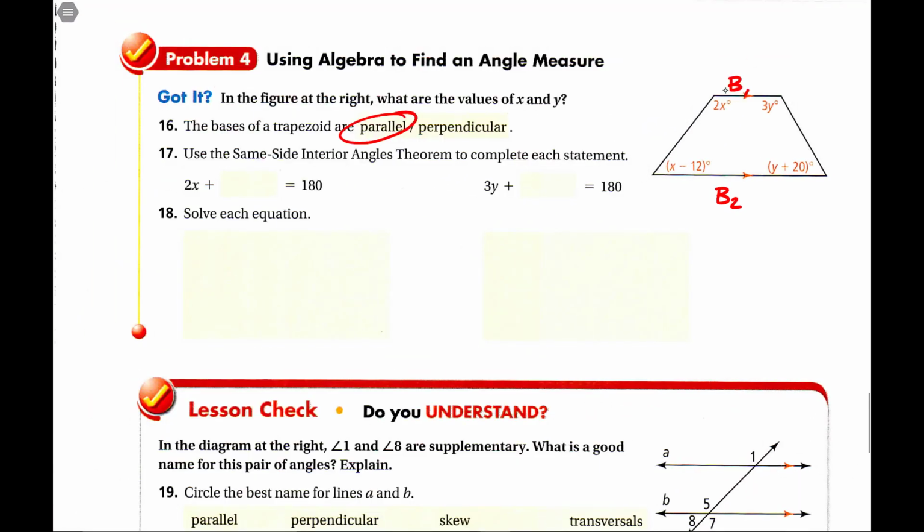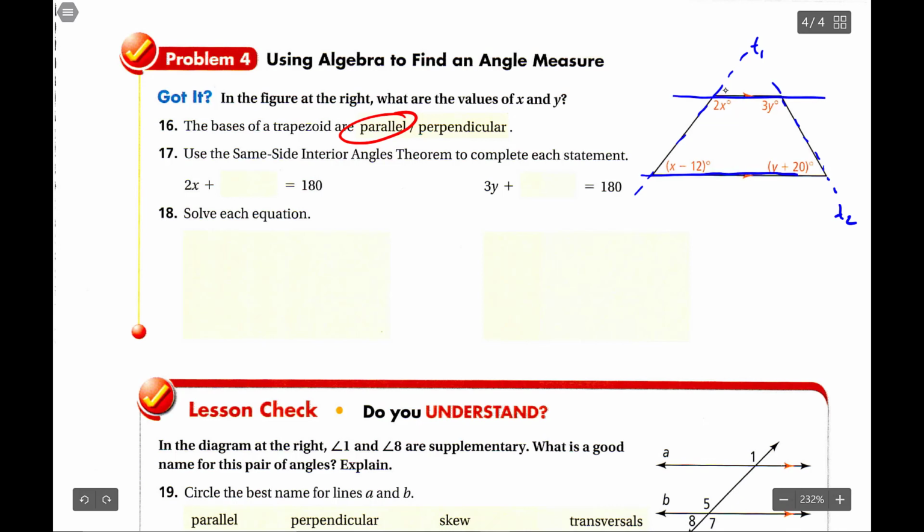The same side interior angles theorem tells us that if 2 angles are on the same side of a transversal and they are on the interior of the parallel lines, then those 2 angles are supplementary. So let's imagine for a minute if we just looked at these lines here that form the sides of the trapezoid. This could be a transversal. This could be a second transversal, and then we obviously have these two lines that are parallel.